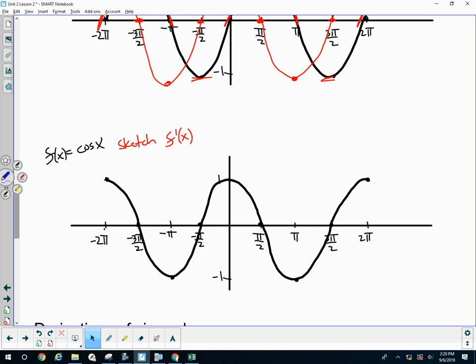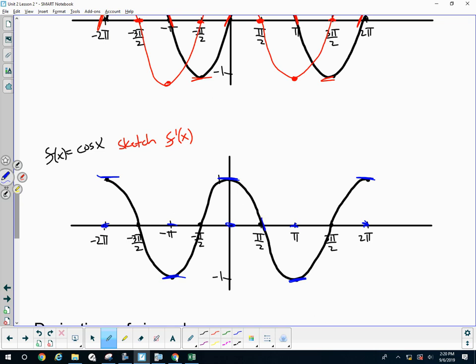Let's see. 0, 0. That looks like 0. That looks like 0. That looks like 0. So I got a 0, a 0, a 0. Okay, so far so good. You know, this looks like sine. If it pops up and then down and then up, I got sine.